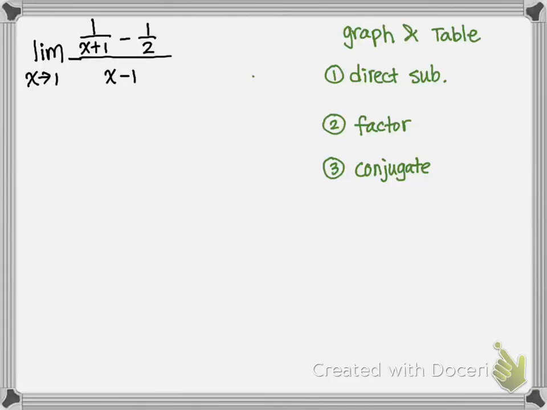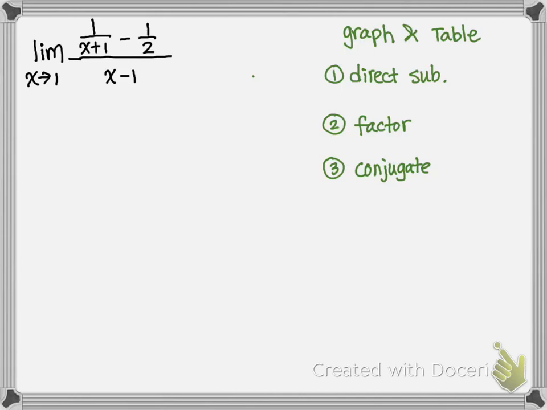When we need to find a limit, we usually use a graph and table to give us an idea of the answer. But in order to find the limit analytically, we need to either use direct substitution. If it doesn't work, we need to use factoring or use the conjugate method.